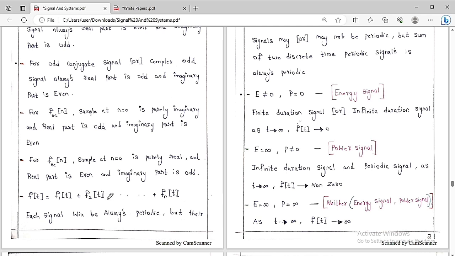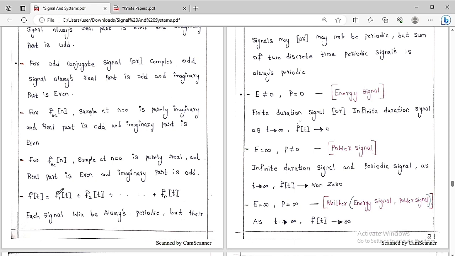So what is the condition for periodic? Take the ratios omega 2 by omega 1, omega 3 by omega 2, up to omega n by omega n minus 1, and then omega 1 by omega n. If all these ratios are rational numbers, then f of t is a periodic signal. If at least one of these is not a rational number, then definitely f of t is not a periodic signal. So listen carefully.